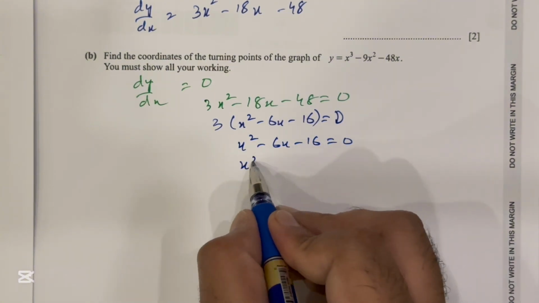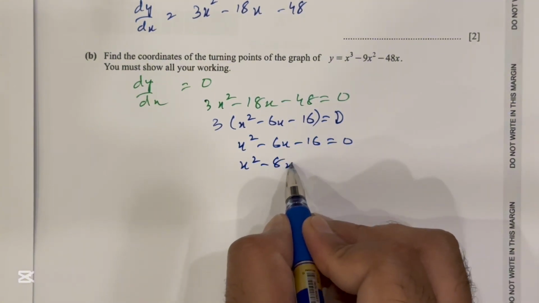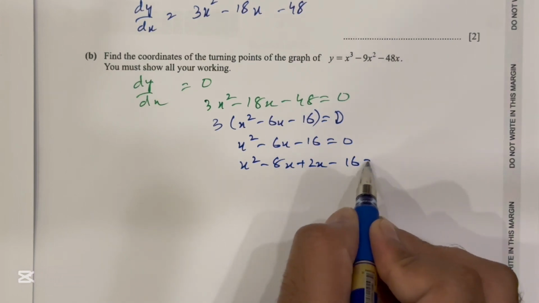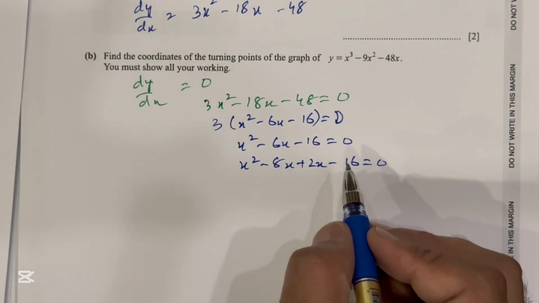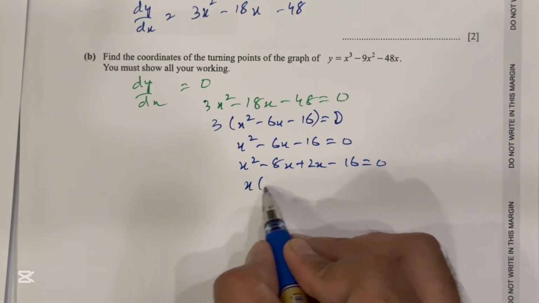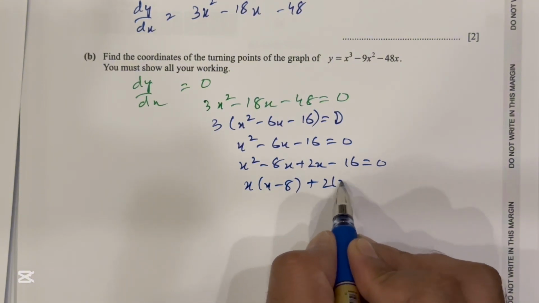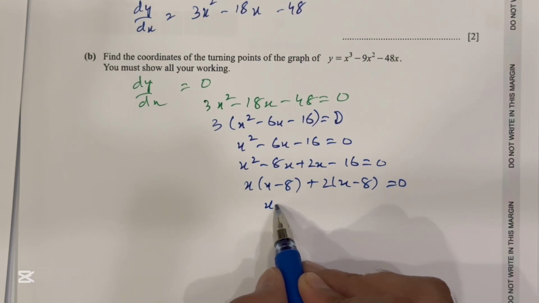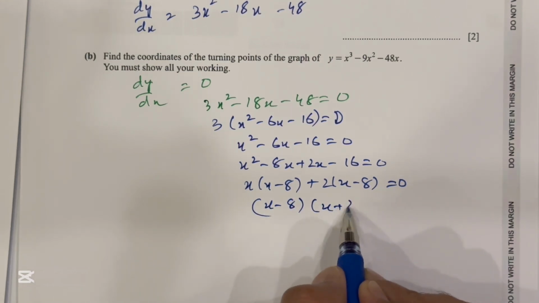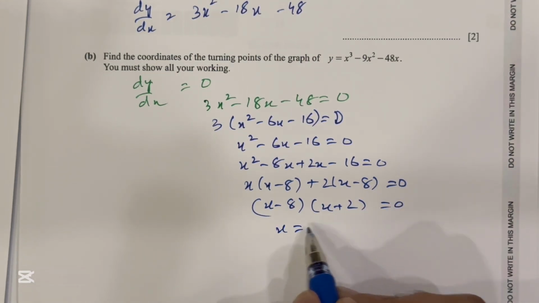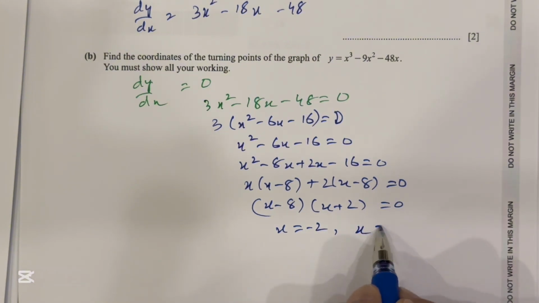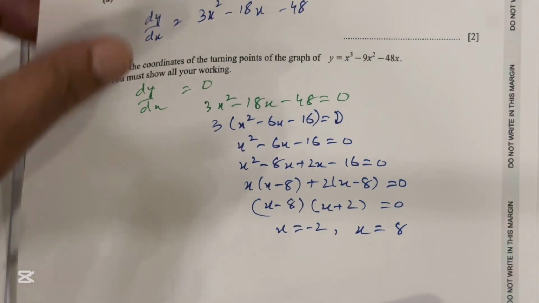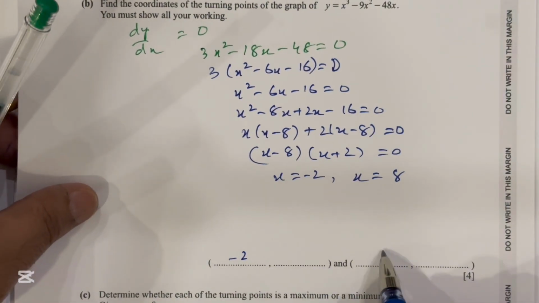Now apply mid-term break, x squared minus 8x plus 2x minus 16 equal to 0. Now take x as common, x into x minus 8 plus 2 into x minus 8, again equal to 0. Then x minus 8 and x plus 2. The two values of x would be x is equal to minus 2 and x is equal to 8. So we have found the two values of x, that is minus 2 and 8.